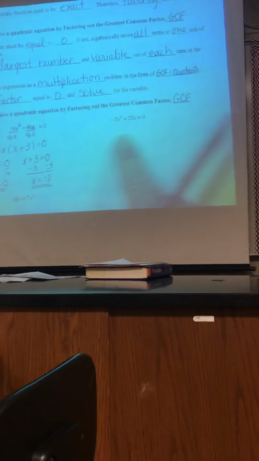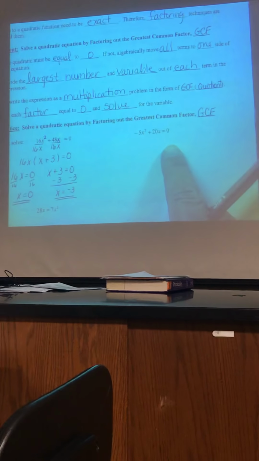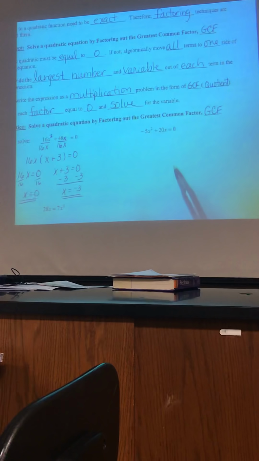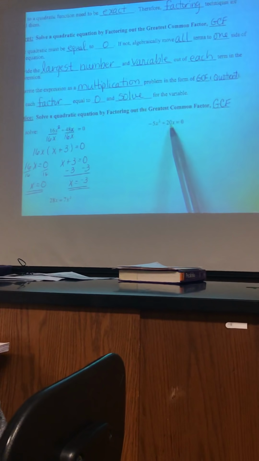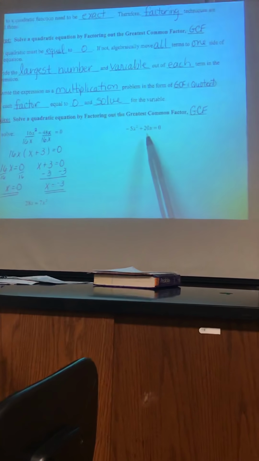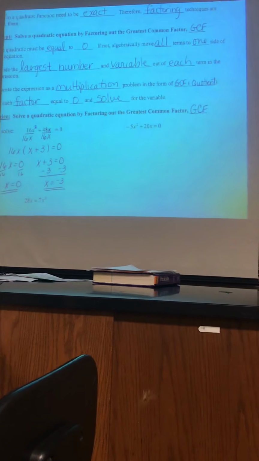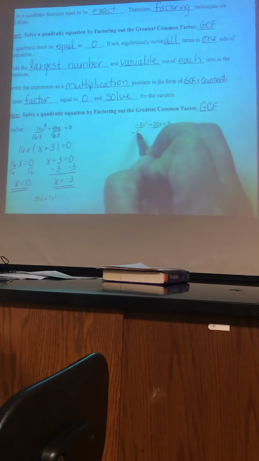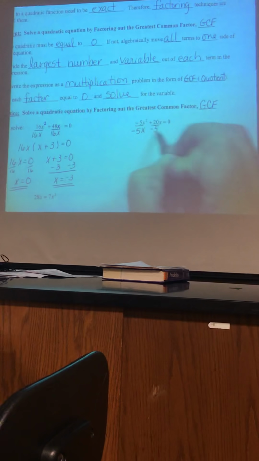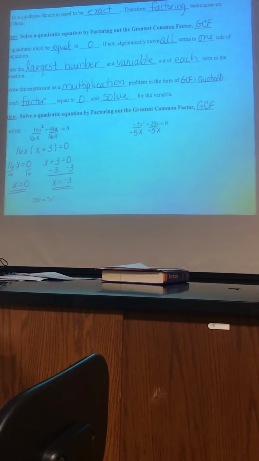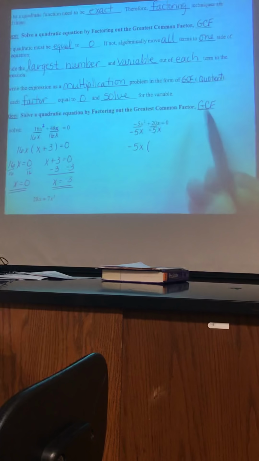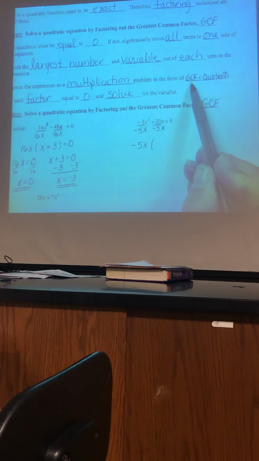Let's look at the next example. Do I have all my terms on one side equal to 0? Yes. So now I have to look at what's the largest number I can divide out of each term and what's the biggest variable I can divide out of each term. Because this first number is negative, I want to divide by a negative number. And I can divide each of these terms by -5x. So -5x is my GCF. Your GCF is always on the outside.